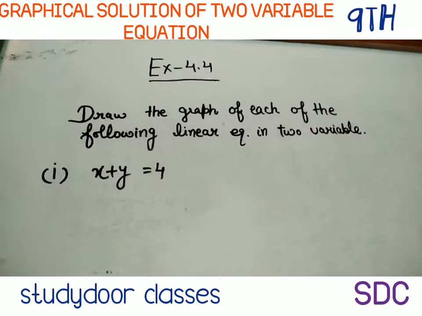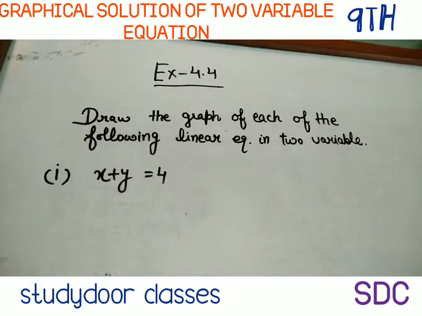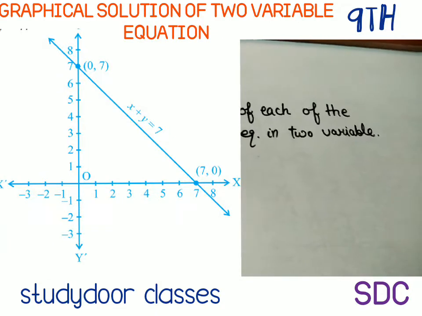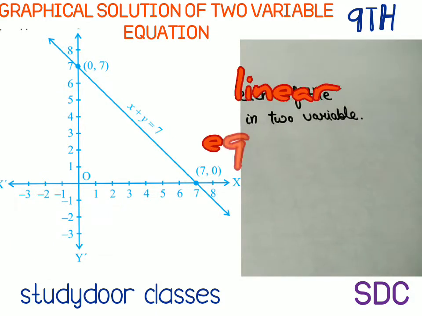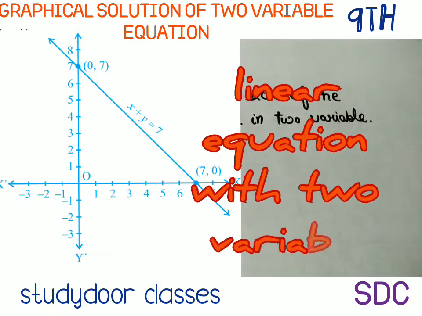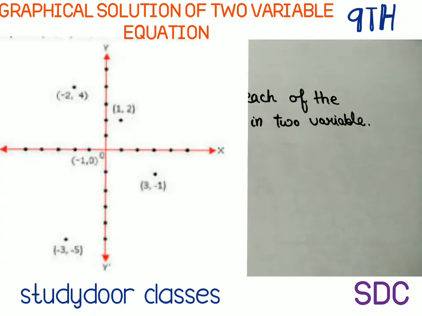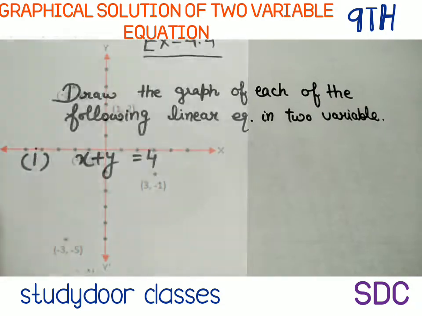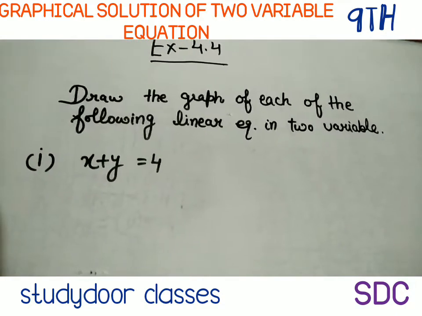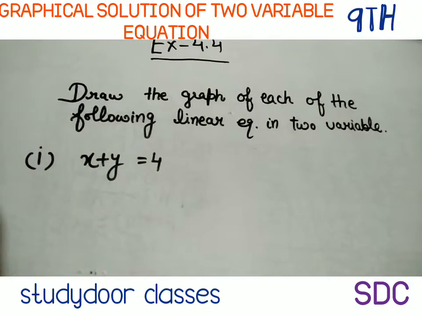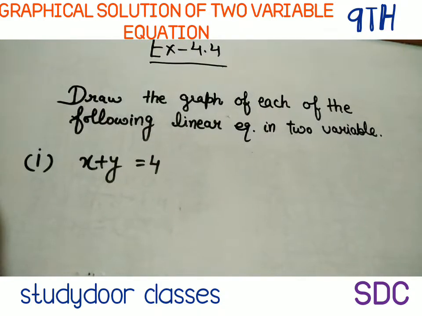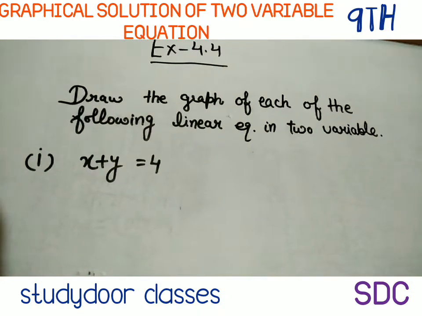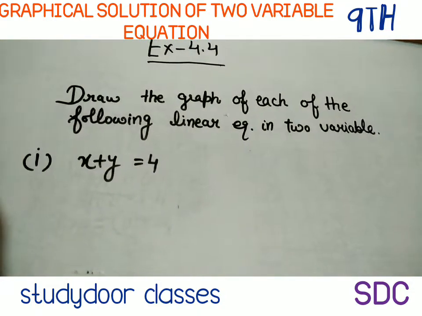Hello students. Today our topic is to find the graphical solution of a linear equation with two variables. You know in the previous chapter that you have learned how to plot points on a graph. Each equation which has two variables has many solutions. How do you show those points on the coordinate plane?